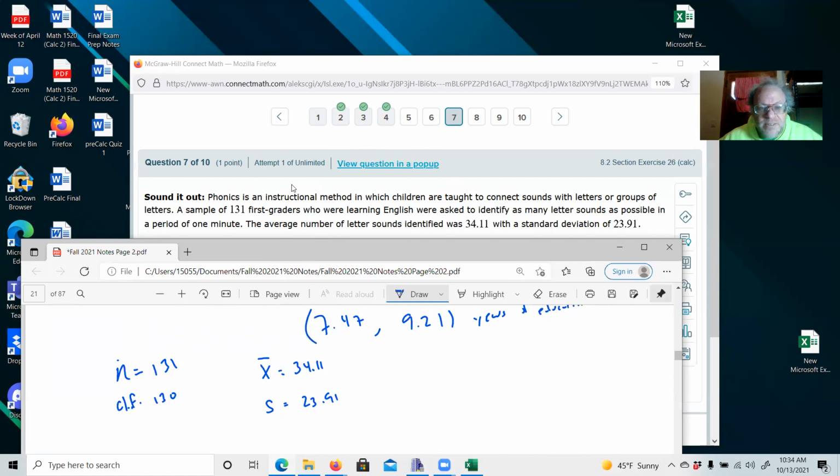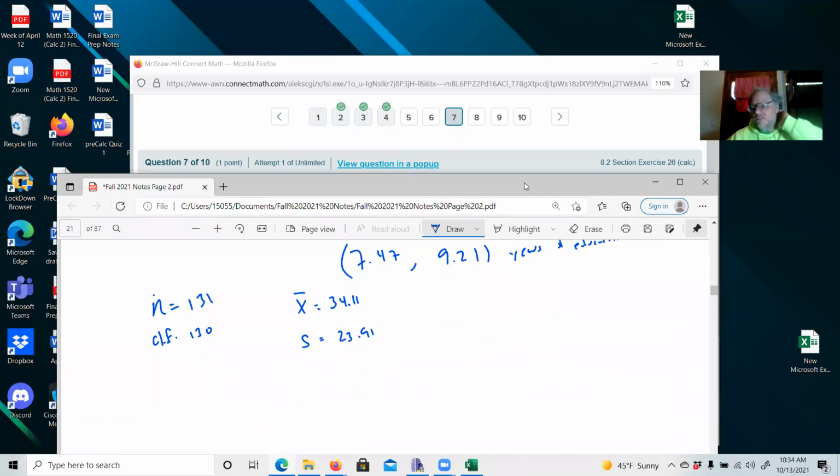As we go through and read this, a sample of 131 first graders was learning how to speak English. They were asked to identify the letter sounds. The average number, and the average number of what? The average number from the sample is referring back to the previous sentence. The average number of letter sounds was 34.11 with, this is the same sentence, a second idea in the same sentence, a compound sentence. It's again referring back to the previous one, with a sample standard deviation of 23.91.